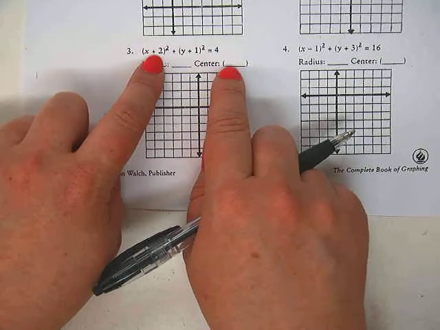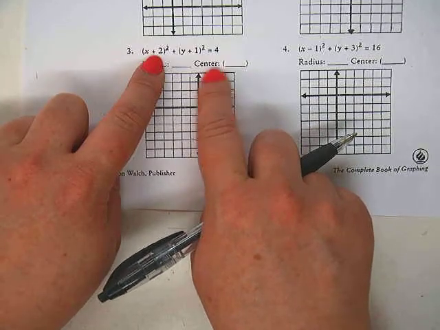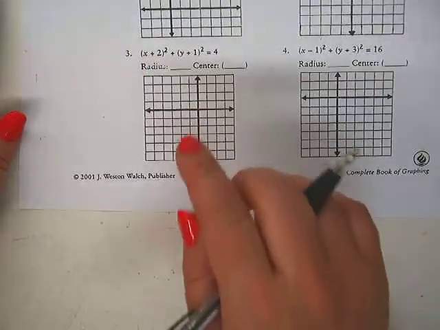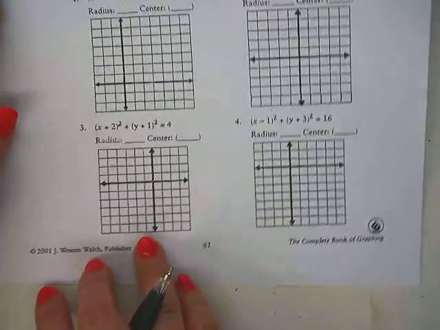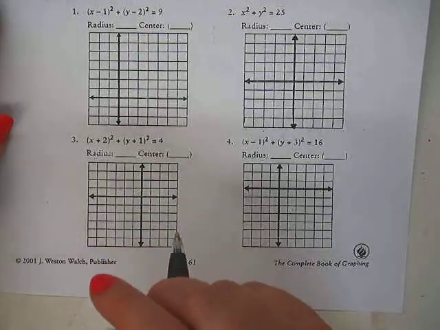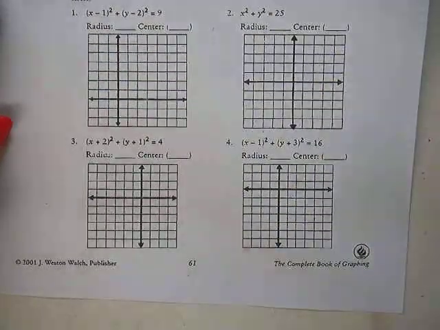But if they're positive numbers, like let's look at example number 3. See how the numbers are positive? So where's the center going to be? At negative numbers.